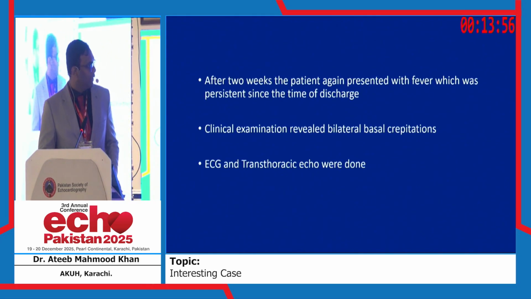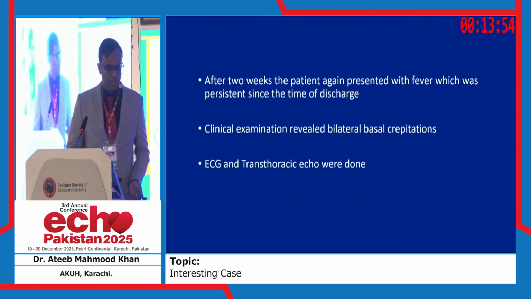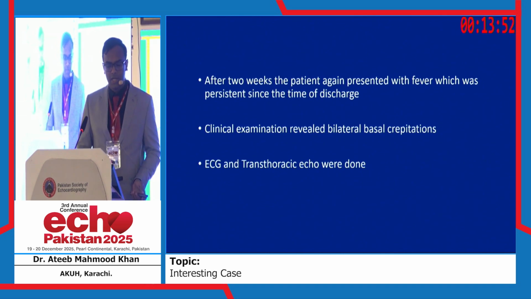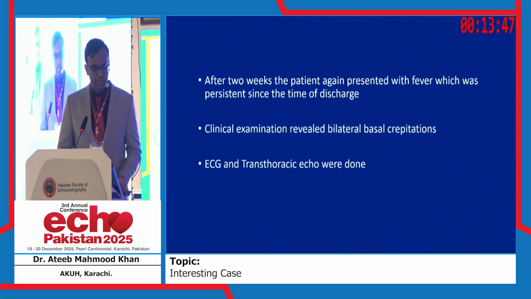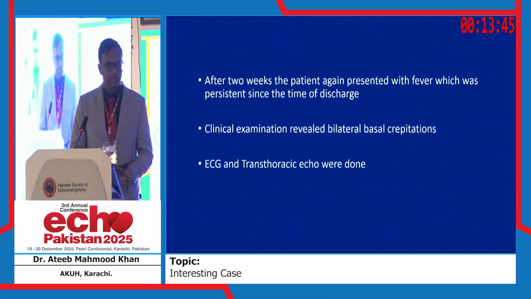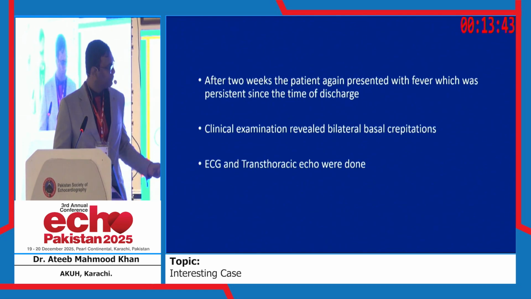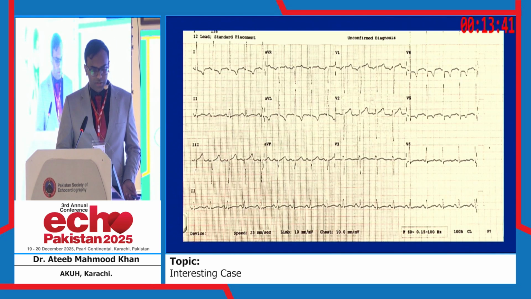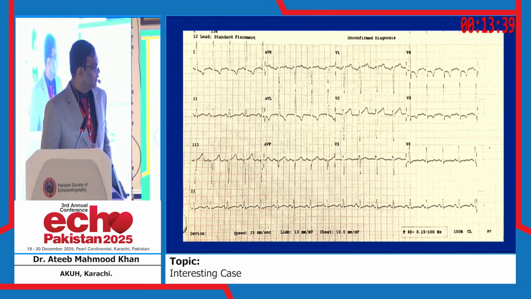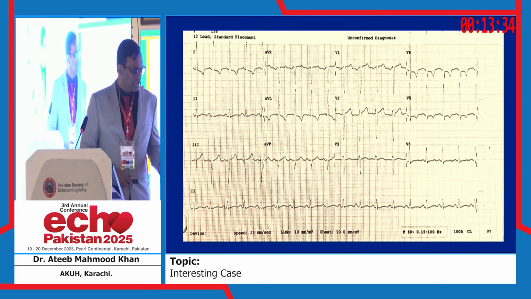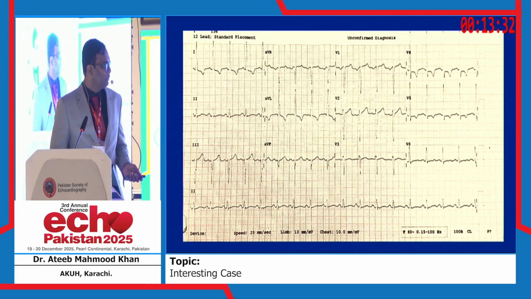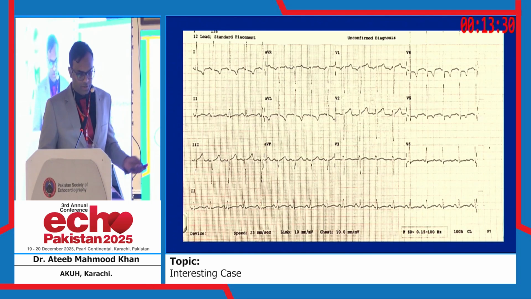After 2 weeks, the patient again presented with fever, which was persistent since the time of discharge. Clinical examination revealed bilateral basal crepitation. ECG and transthoracic echocardiography were done, which are as follows. This is the ECG of this patient, in which we can appreciate that there is LVH and LV strain type of pattern, which are suggestive of some sort of cardiomyopathy, especially hypertrophic cardiomyopathy.